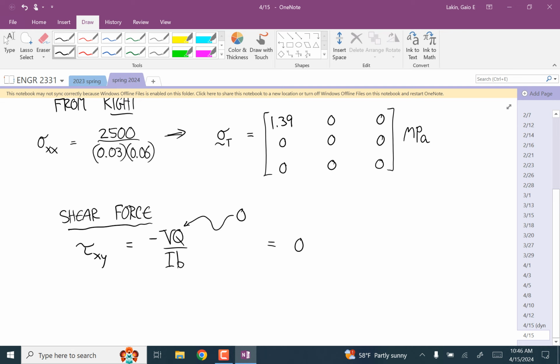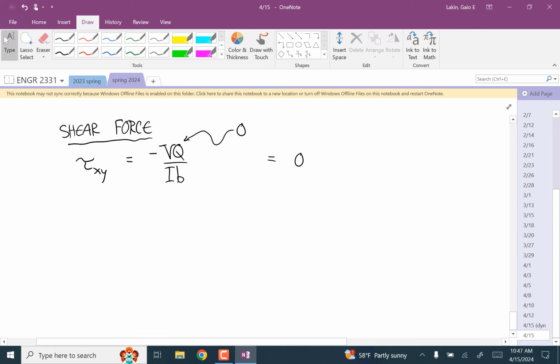Which is why, if you remember, when you calculate the shear stress due to shear force for a round cross section, we can only calculate it along the neutral axis, but the good thing is that that happens to be where it's maximum, so it's better than nothing.